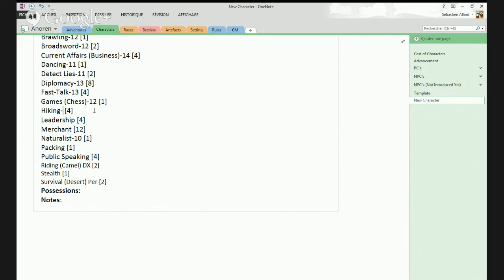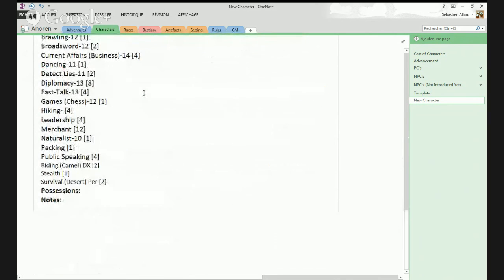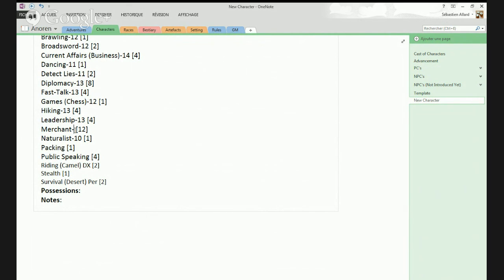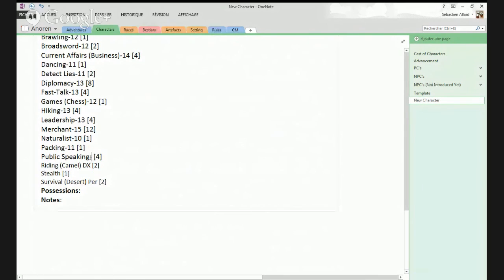HT average, Webster HT 12 plus 1. Leadership average, so plus 1. Merchant is average 2. So she has 12 points in it. I'm gonna need to check out average plus 3. Oh, she's 15. That's our highest skill. So she is really like a professional merchant. Packing average IQ. So IQ minus 1. Public speaking is average. Riding camel, that's an easy skill.